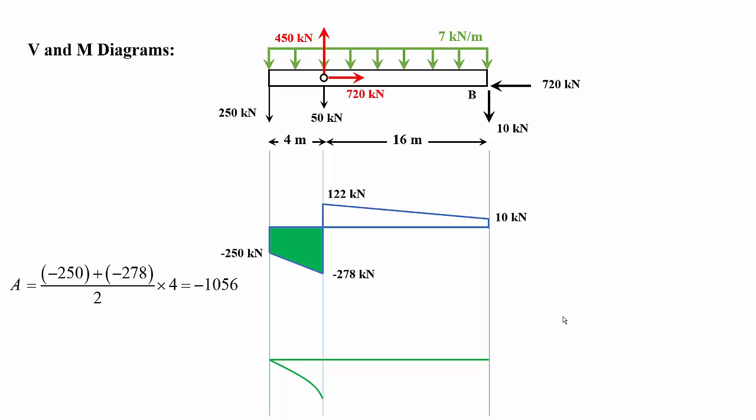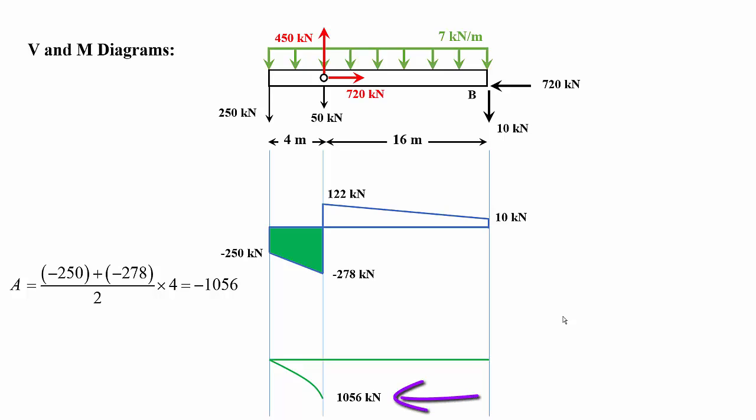So it's negative 250 plus negative 278 over 2 multiplied by 4, which is the length of the segment. I'm taking the average of the values multiplied by the total length of the segment. I get negative 1056. So it's negative 1056. Alright, this value should be negative, guys.